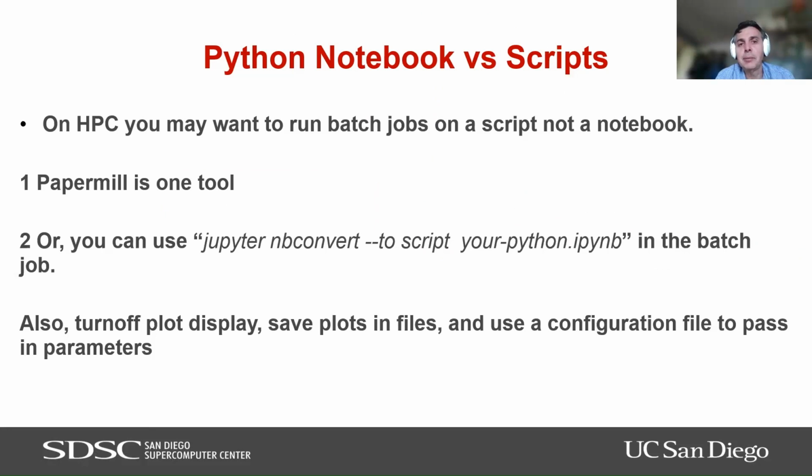Okay, so I've been talking about Python notebooks in our demos, but when you run this after a while, you really don't want to always have a notebook. Maybe you do. If you want to keep things in a notebook, you can, and then you can use a Jupyter convert command, and right there in your job script, for example, you could convert your Python notebook into a script, and then run your script. The only thing you have to do is be careful to turn off your plot displays. Maybe save your plots in a file, and have some good way to set up your parameters.